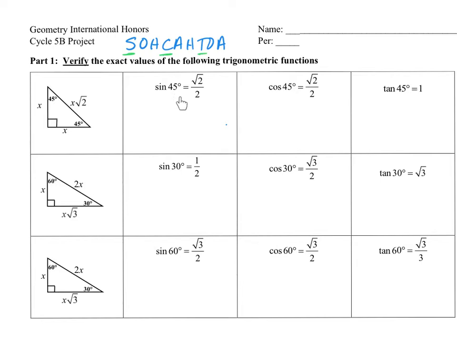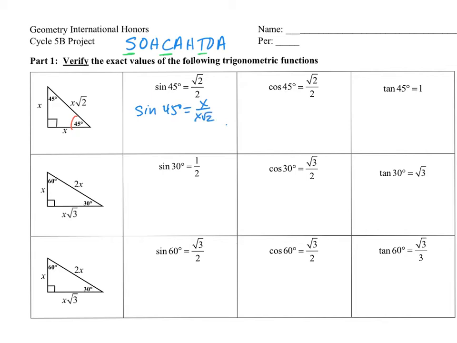Let's take a look at this picture and use it to verify that the sine of a 45-degree angle is equal to the square root of 2 over 2. Let's pick one of those 45-degree angles. Since we're looking at the sine, we want the opposite side to the hypotenuse. With respect to the 45-degree angle, x is the opposite side and the hypotenuse is x times the square root of 2. So the sine of a 45-degree angle is equal to x over x times the square root of 2.